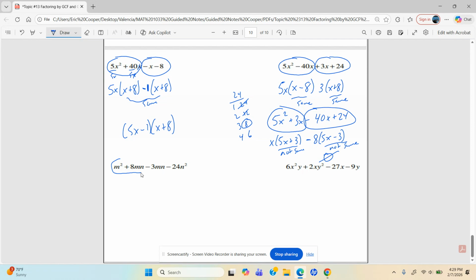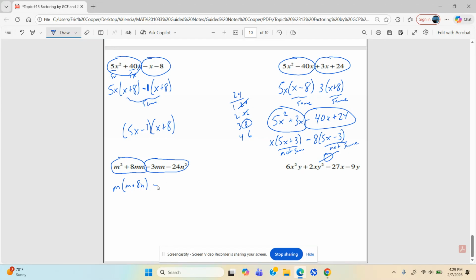Let's take a look at things with multiple variables. We're going to do the exact same thing. We'll just have to be careful with the variables. There are no numbers here, so we can't take out any numbers. I can take out one m from this, and I can't take out any n's because only this last term has an n. So we take out one m from everything. That becomes an m, and this m goes away, and all I have is 8n.